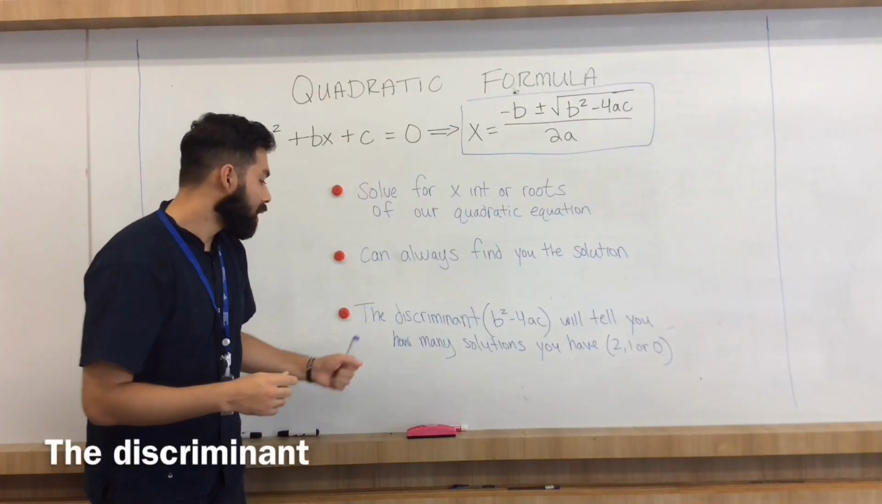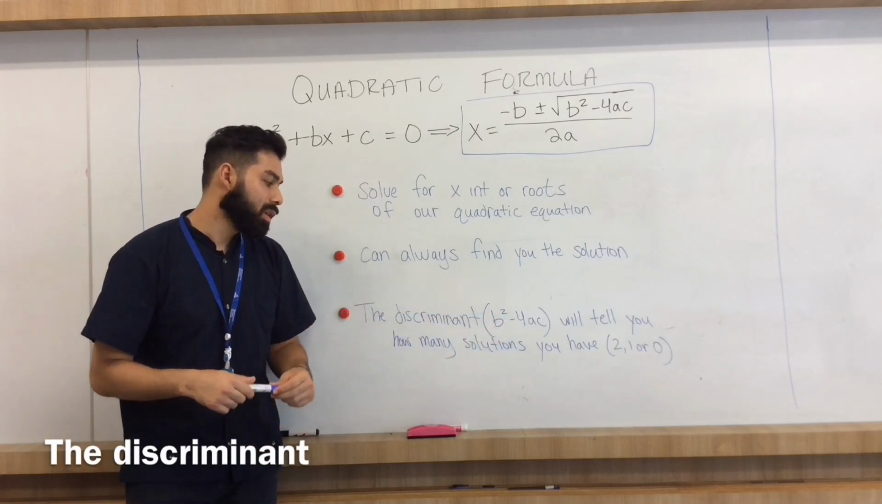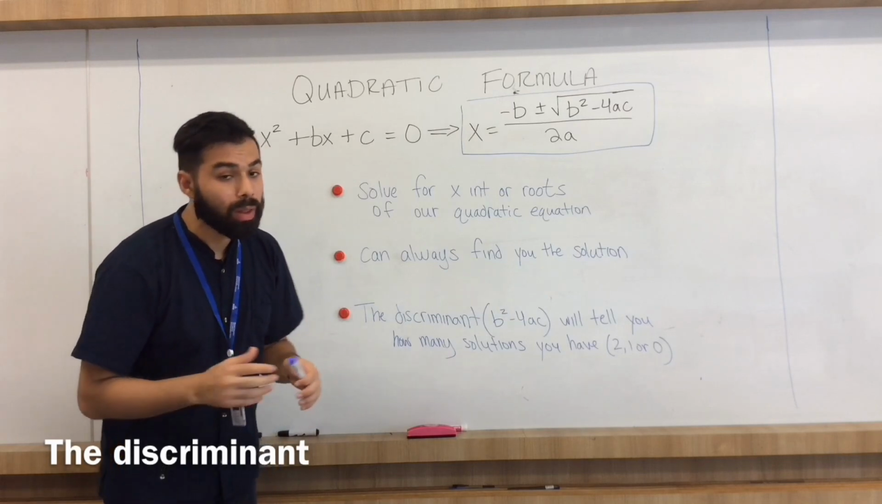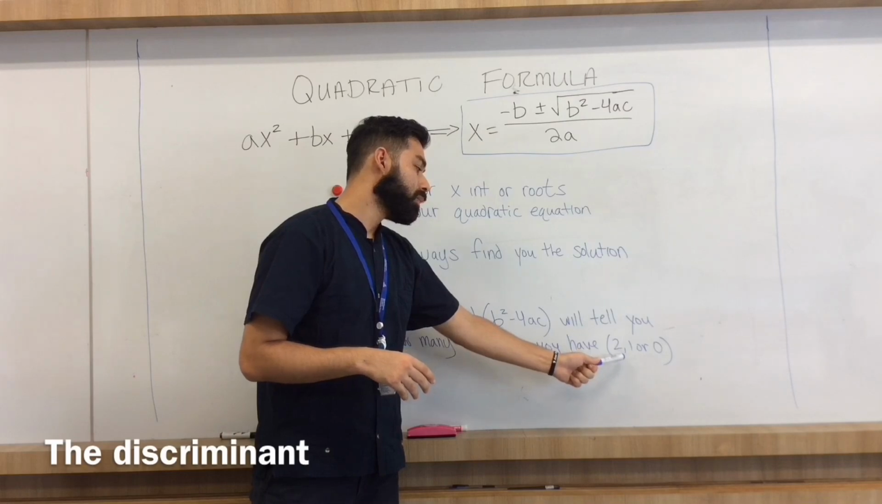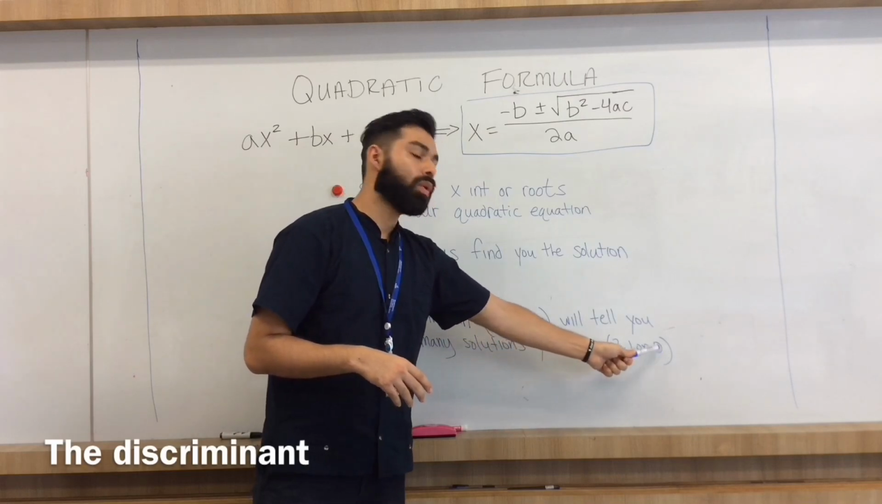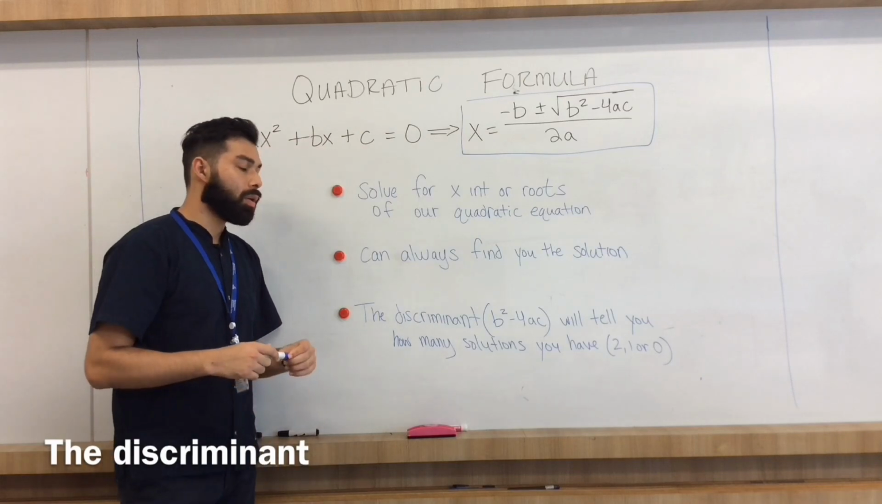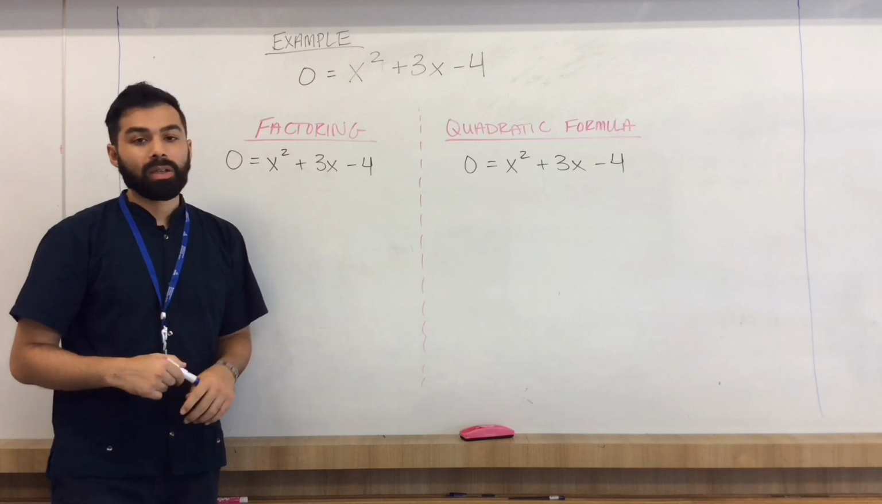And finally, a concept called the discriminant, which is b squared minus 4ac, will always tell you how many solutions you might have or you will have. So either you will end up with 2 roots, 1 root, or your quadratic equation will not end up hitting your x-axis.